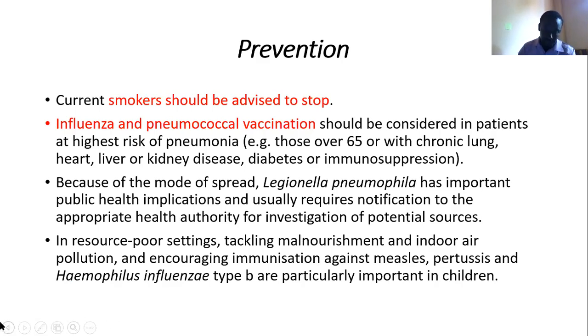Again, in resource-poor settings, tackle malnourishment. Remember, malnourishment and immunity go hand in hand. When you are well nourished, then your immunity is good. When you are malnourished, then your immunity is not very good. In case of indoor air pollution, you're supposed to handle that and encourage immunization, especially against measles, pertussis, and Haemophilus influenzae type B. They are very important in children.